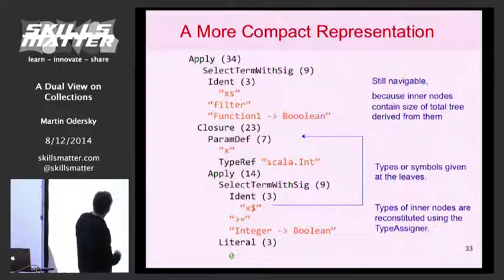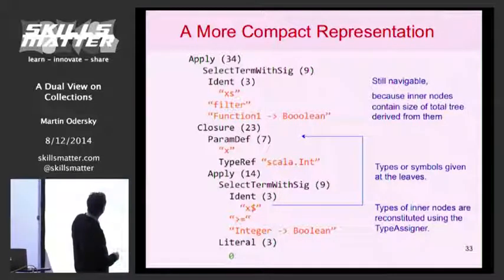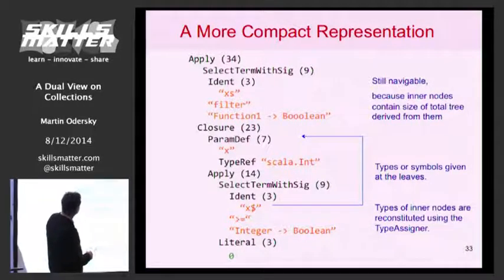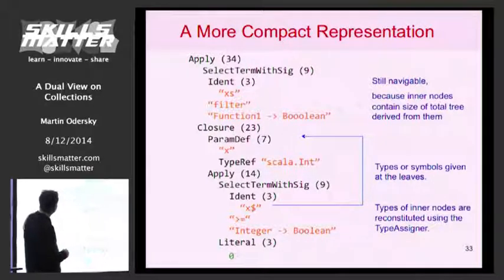So here, for simplicity, I've written the type with integers. What this select term with sig says is, I have an identifier, it's called xs, and I select the filter method. And because there might be several filters, I have to also tell you what the type of this filter is. So the erased type is Function1 to Boolean. Oops, there's a 1 too many.